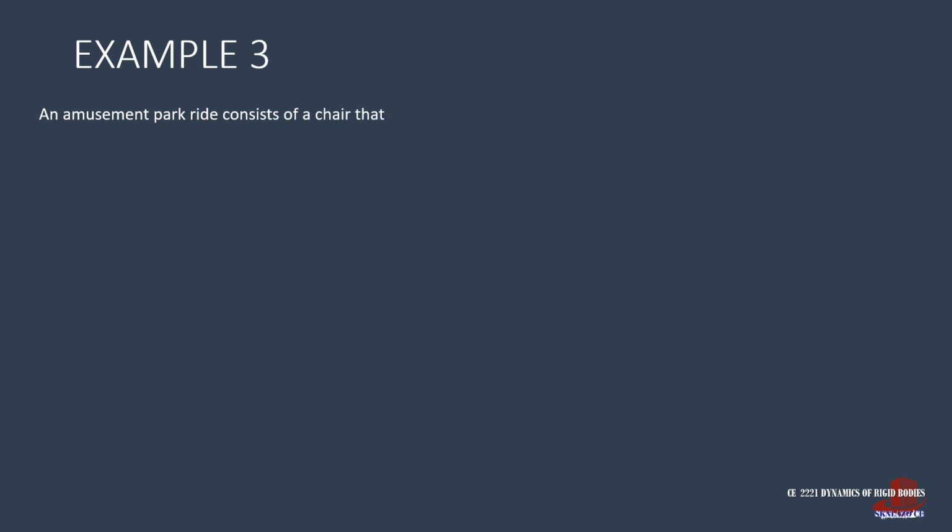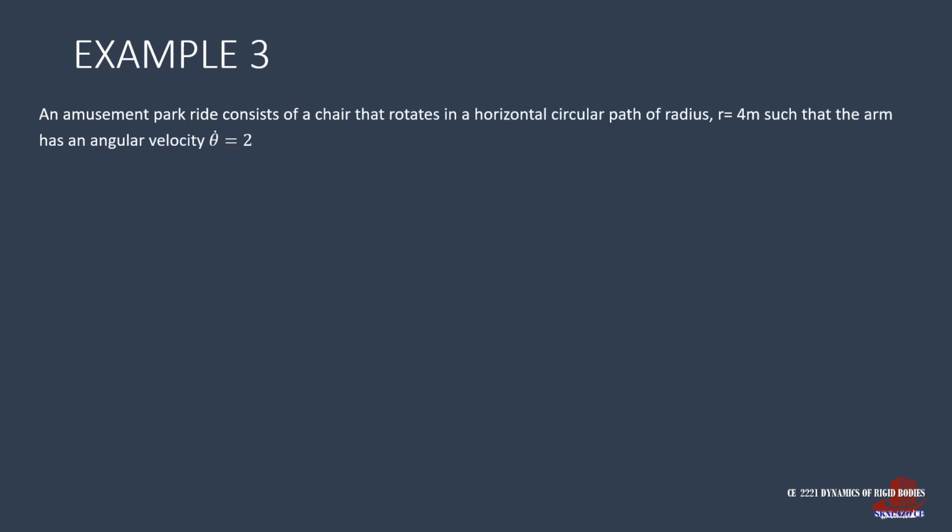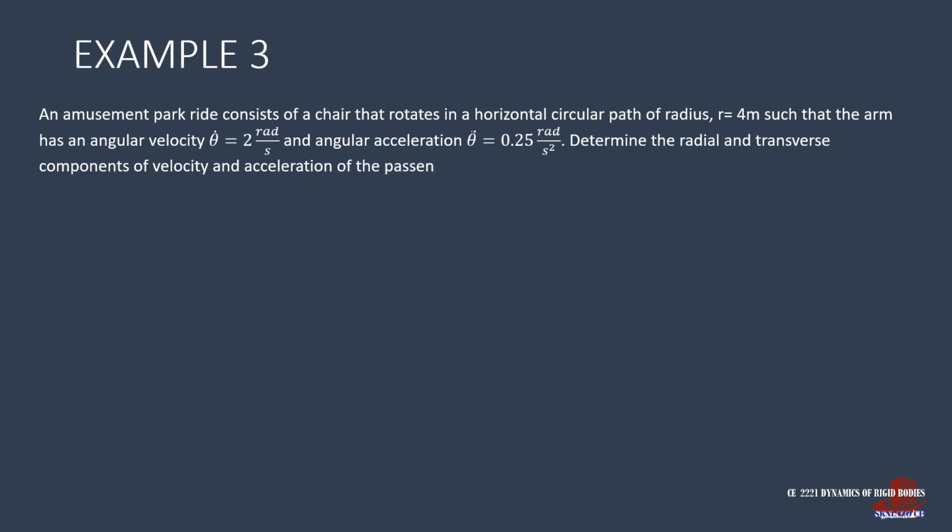The next example uses an amusement park ride consisting of a revolving chair with an arm of 4 meters, angular velocity of 2 radians per second, and angular acceleration of 0.25 radians per square second. We are to look for the radial and transverse components of both velocity and acceleration of the particle.